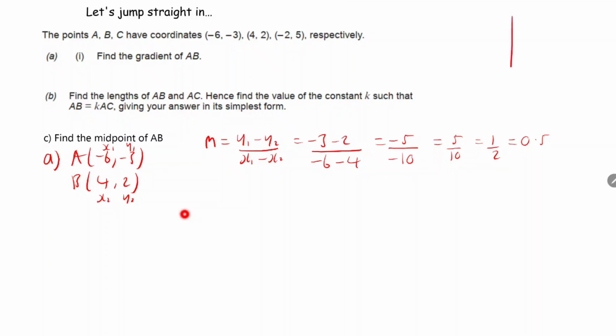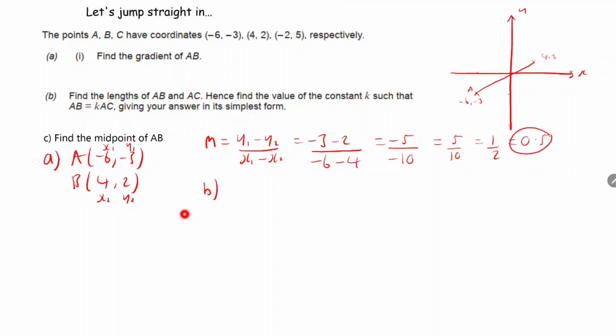Now, like I said, a diagram might be useful to check if that's realistic. So if we plot A and B, A would be at -6, -3, down here. B would be at 4 and 2. And if we join from there to there, we see that it's quite a flat line. It's certainly not perfectly diagonal. That would be a gradient of 1. It's not flat. So we see that our gradient seems realistic.